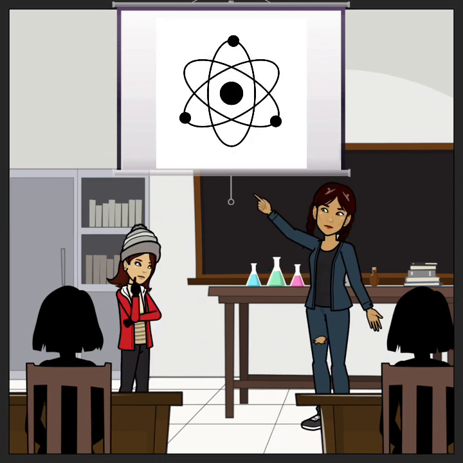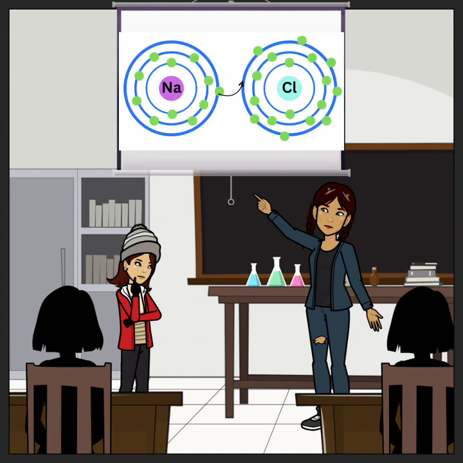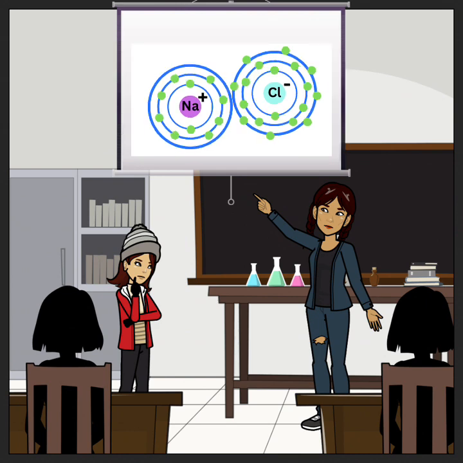The neutral form of an atom, meaning it's neither negatively or positively charged, has the same number of electrons as protons. However, sometimes an atom will give an electron away, making itself positively charged. The atom that receives the electron will become negatively charged. These charged atoms are called ions. Since opposites attract, the two oppositely charged ions will form an ionic bond.